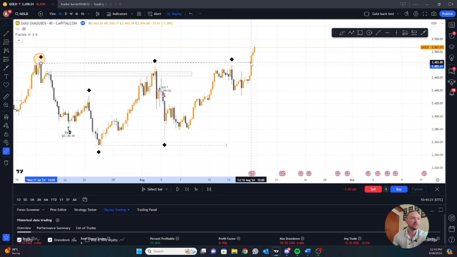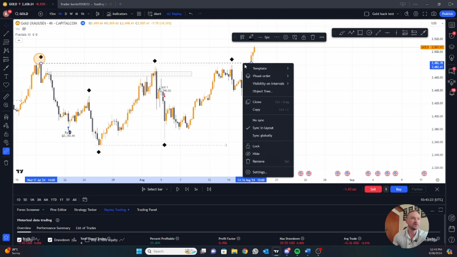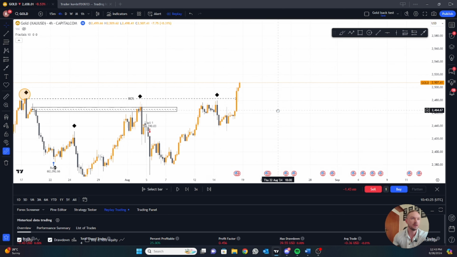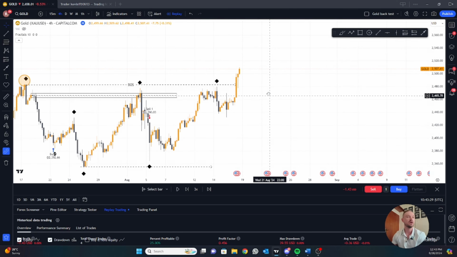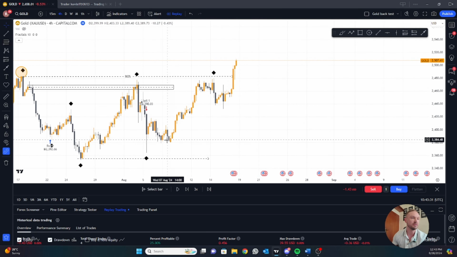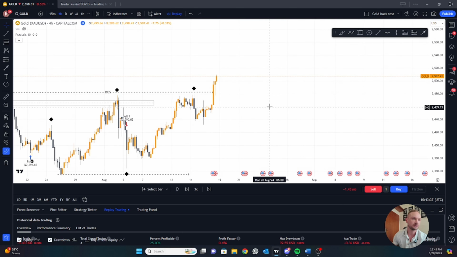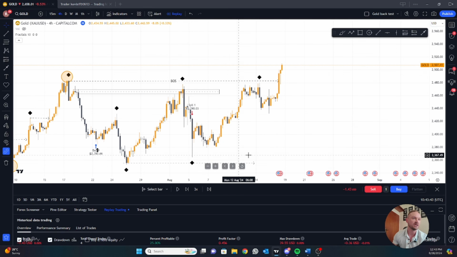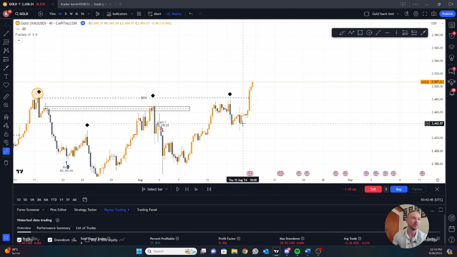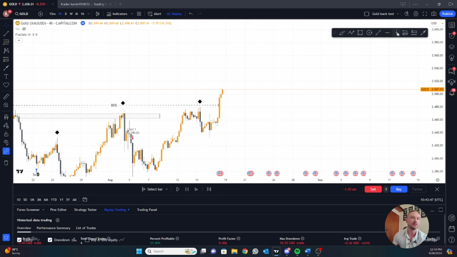Okay, so we broke above, so we have a break of structure right here. And we will be looking for buys. So we could use the extreme low down here or the lows down here for our next position. But since we have some consolidation right here, I'll be looking for a pullback from this level right here.